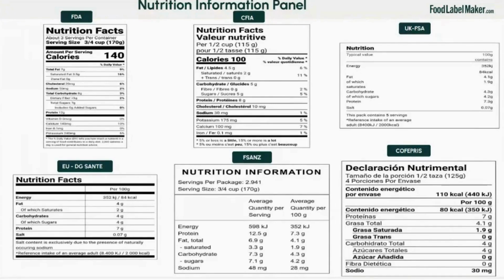Australia and New Zealand also require energy. Yes, as I said, they require energy in both units. And lastly, Mexico. Mexico takes it a step further. Their mandatory list focuses heavily on critical nutrients, specifically added sugars and trans fats, as these values are used to trigger their famous black octagon warning seals as part of the front of pack label mandate.